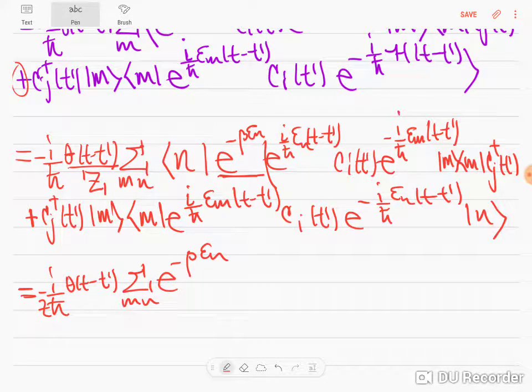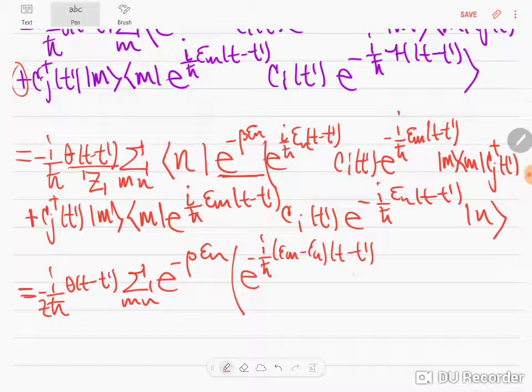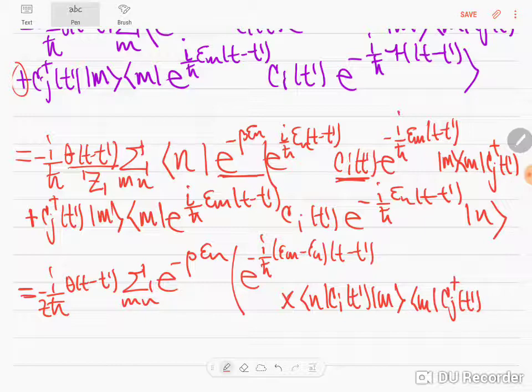And then what we have here, parentheses, we have e to the minus i over h bar (Em minus En) times (t minus t prime). We have the bra n, ci of t prime, ket m, let me erase this and write it a little bit further down. This is times the bra n, ci of t prime, ket m, cj dagger of t prime.